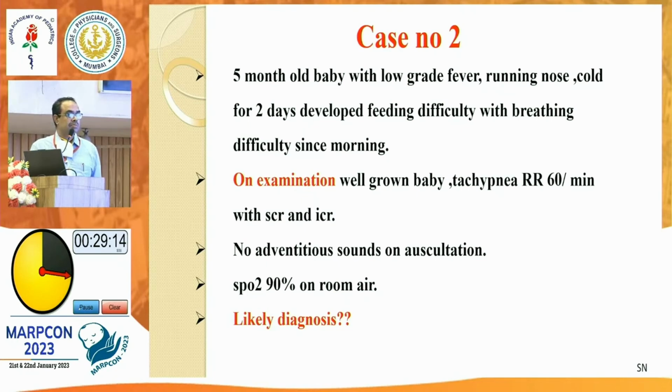This is a well-grown baby. Tachypnea with a respiratory rate of 60, which is more for his age. And saturation is 90% on room air. So the likely diagnosis is acute bronchiolitis with hypoxia. Okay.